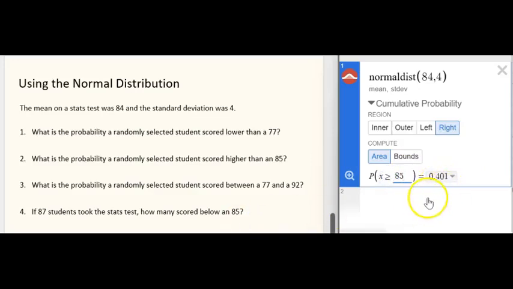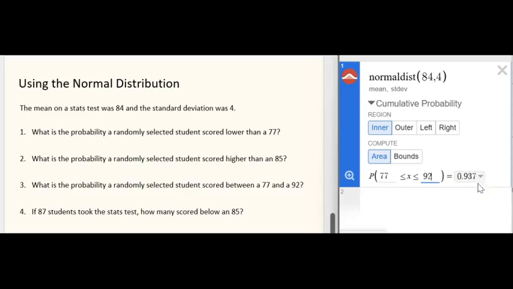All right. What is the probability that a randomly selected student scored between a 77 and a 92? Okay, so between two numbers, we want inner, right? I want to know between, and then I put in my two numbers, 77 and 92. And it tells me that the chances of getting between those two is 0.937.